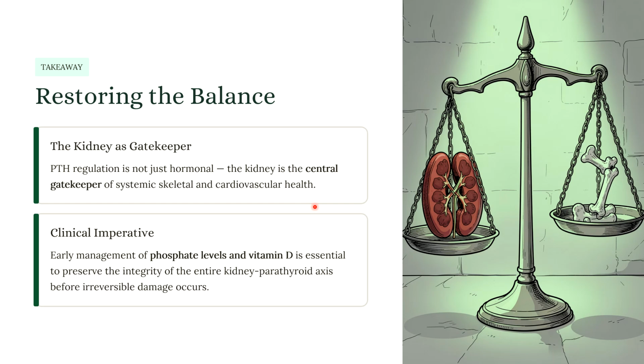Next, clinical imperative. Early management of phosphate level and vitamin D is essential to preserve the integrity of the kidney-parathyroid axis before irreversible damage occurs. Means if there is deposition, there will be damage, and this damage is irreversible. So always we have to keep in our mind that the early management of phosphate level and vitamin D is very essential.